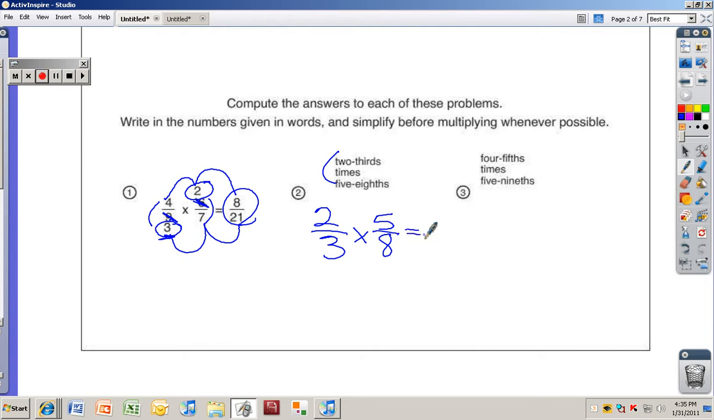Everybody ready? Can you cross-reduce the 3 and the 5? No. No number you can divide both of those by. Can you cross-reduce the 2 and the 8? Yes. 2 becomes 1, because we're dividing by 2, right? 8 becomes 4. So now I can multiply 1 times 5 is? 5. 3 times 4? 12. And that's my solution.